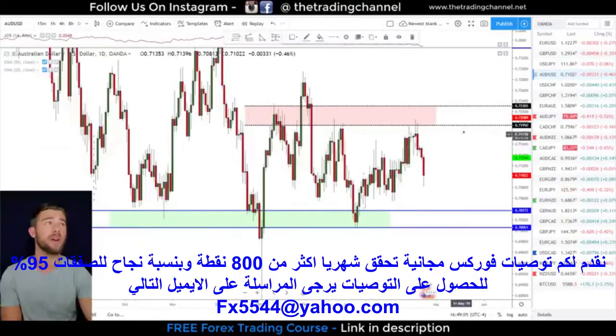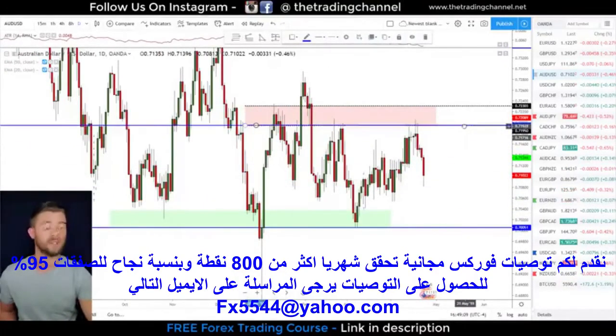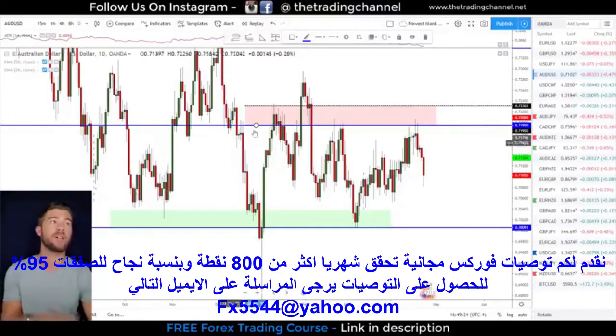If I zoom the chart out and bring this blue line up so you can see this better, you'll see that there are multiple occasions where the Aussie dollar used this level as support and resistance in the past. Because of that, I knew that this is a level I wanted to be looking at for potential shorting opportunities. And that's exactly what we were talking about in last week's video.